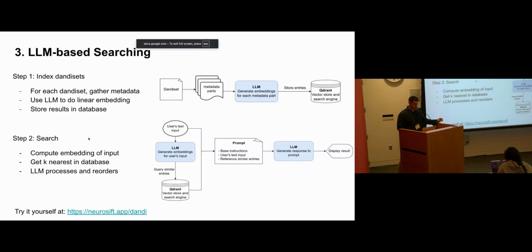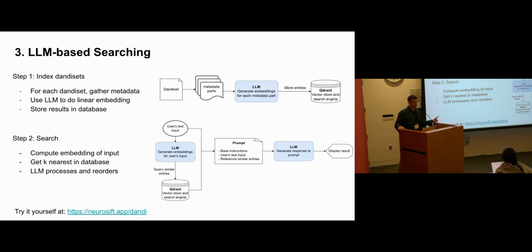Okay, so then there's another approach that's also LLM based, but it's a different way of using LLMs, and it's called semantic search. Here, essentially, we take all of the metadata associated with each DANDI set, and we encode that as a vector using LLMs, using this process called semantic embedding. And then when you create a query, it can vectorize that query and then find the closest vector among the DANDI sets that you've computed.